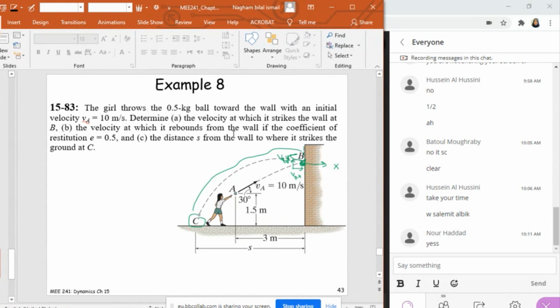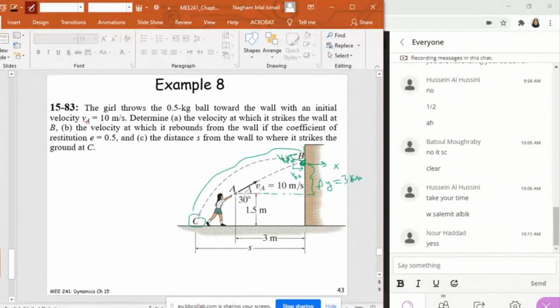Now, the common mistake, I think I gave this example as a quiz for some university students. The common mistake that I found is that the students consider that this delta y is nothing but 3 tangent 30.